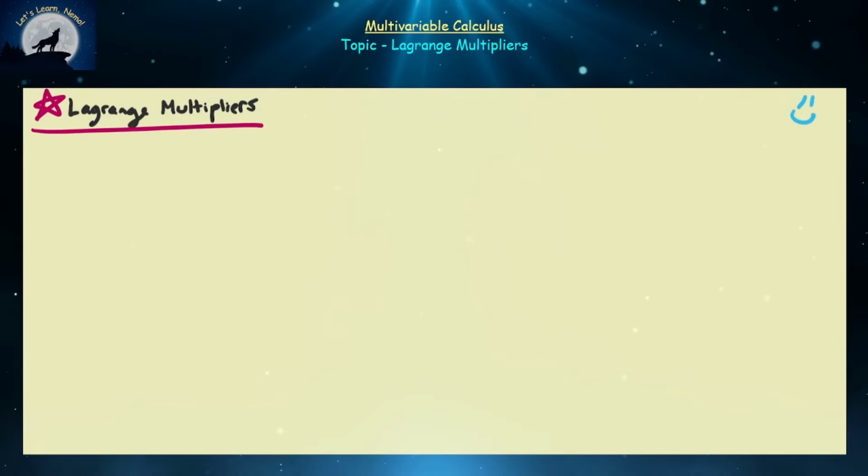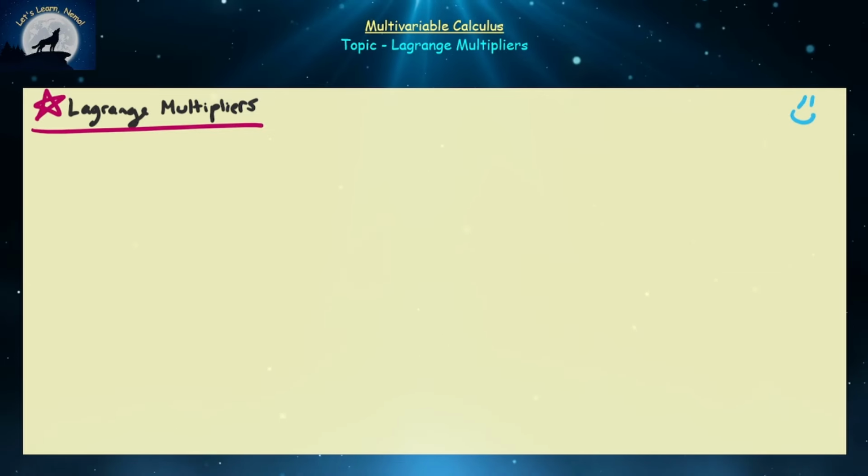Hello everyone, and welcome back to this series on multivariable calculus. Today we're going to be continuing our exploration of optimization of functions and describe one method for constrained optimization known as Lagrange multipliers.